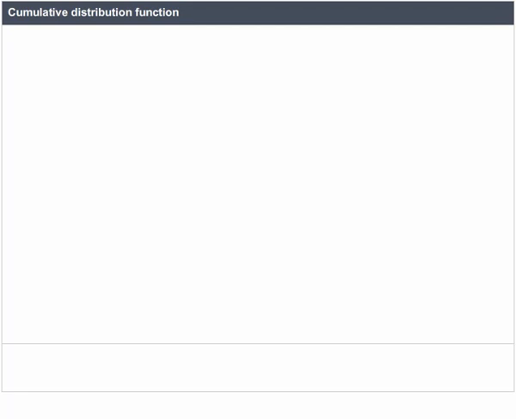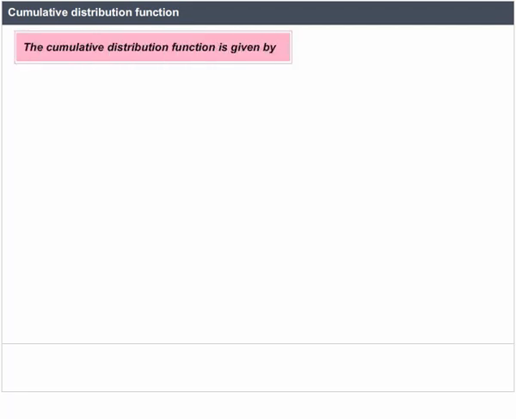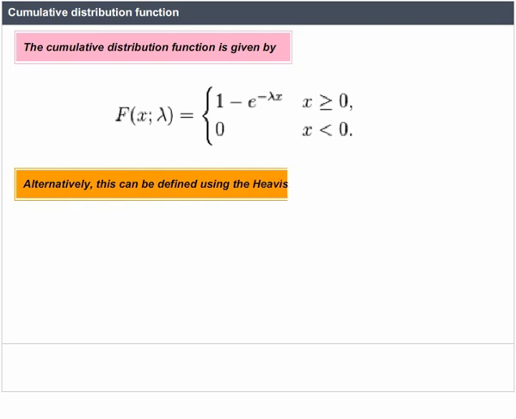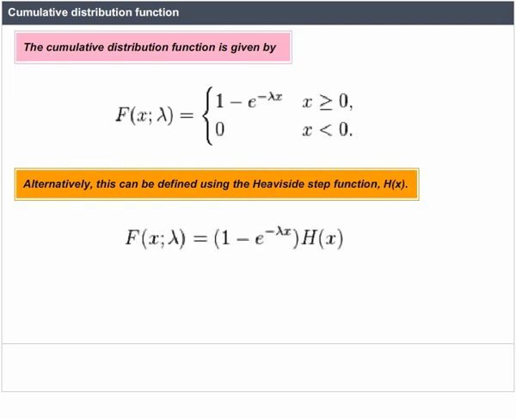Cumulative distribution function. The cumulative distribution function is given by F of x comma lambda equal to 1 minus e power minus lambda x for x greater than or equal to 0, and 0 for x less than 0. Alternatively, this can be defined using the Heaviside step function h of x: F of x comma lambda equal to 1 minus e power minus lambda x times h of x.